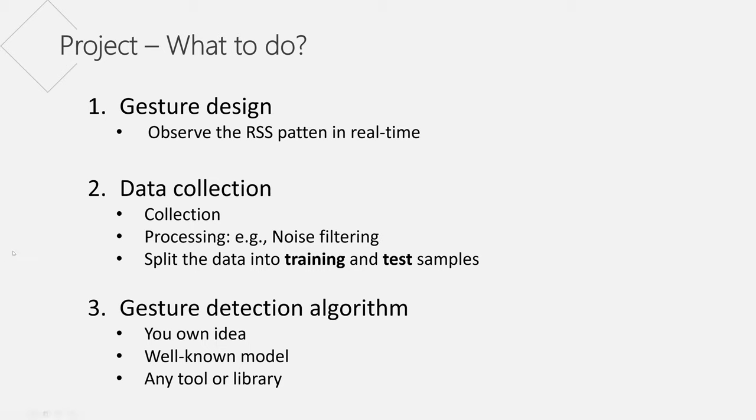And how to design the gesture detection algorithm? The first thing is you can have your own idea. And if you have no idea how to do it, maybe you can have a look at the reading material provided in the document, such as WiGest, WiDA, or anything you can find. Then you can use their model or their method or algorithm or code, whatever. And you can also find this kind of tools or libraries on GitHub or on the internet. You can use anything you want in this project.